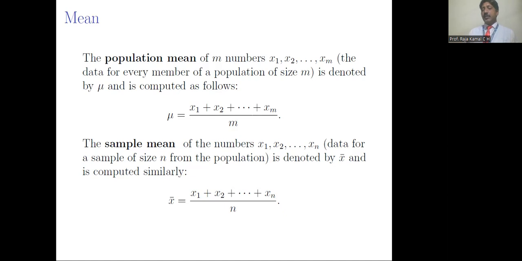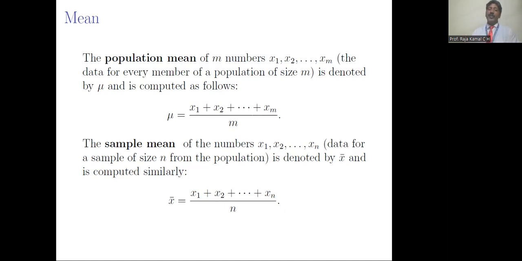Mu is equal to x1, the first person's marks, that is 350, x2, the second person's marks, that is 340, x3, the third person's marks, that is 330, x4, the fourth person's marks, that is 320, x5, the fifth person's marks, 310. So 350 plus 340 plus 330 plus 320 plus 310 divided by m. M means total count. How many students are there? 5 students are there. 1, 2, 3, 4, 5. So the count m is equal to 5.